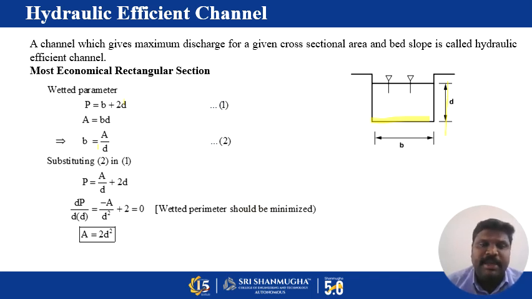The wetted perimeter should be minimized, so equating to 0: minus A by D square plus 2 is equal to 0. So minus A by D square is equal to minus 2, the minus signs cancelling. From this, A is equal to 2D square. This is the area in terms of depth.